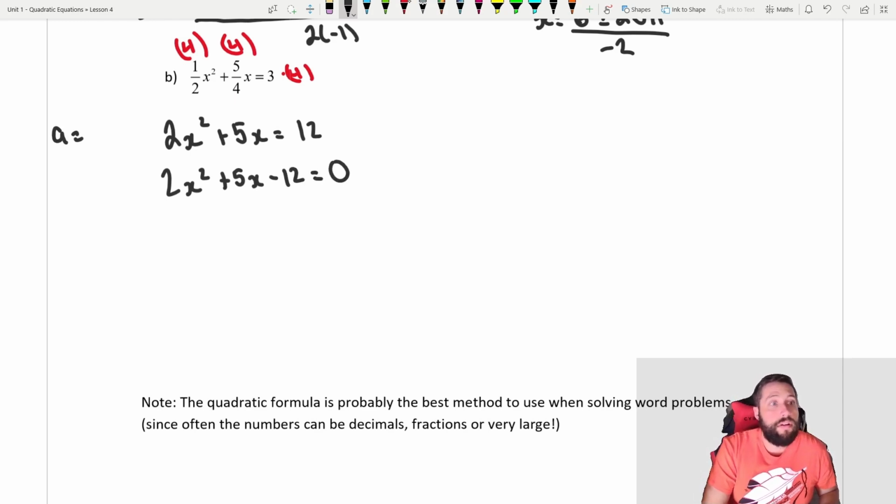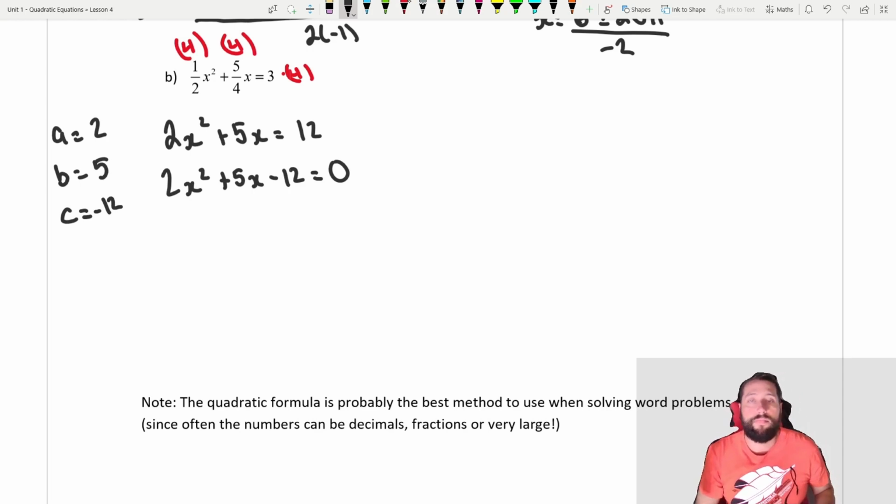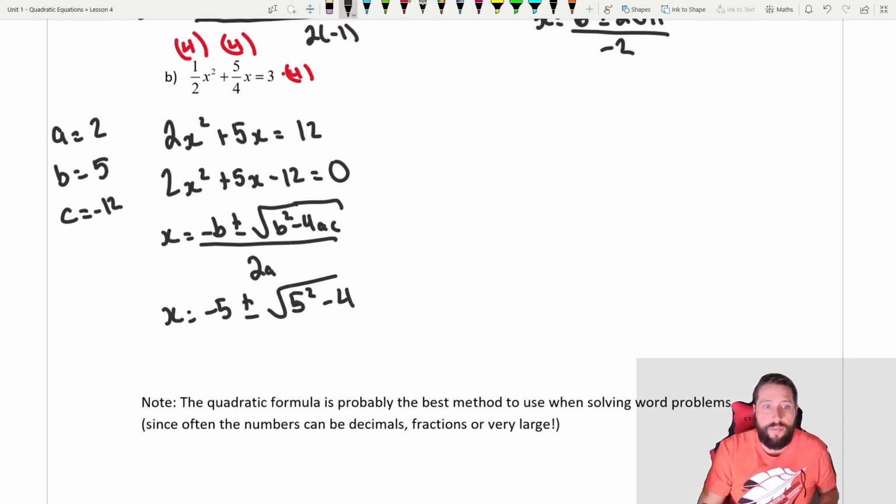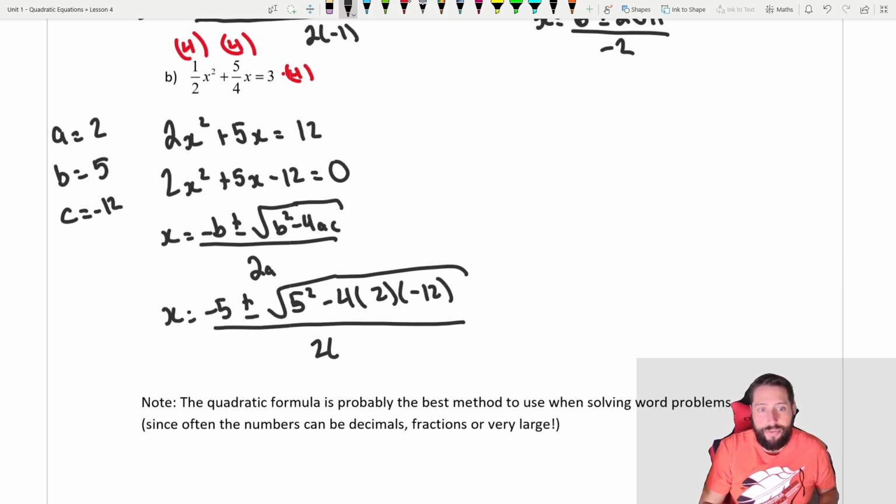Solving with the quadratic formula, a is 2, b is 5, and c is negative 12. Using the quadratic formula, it should be written out like this. Now we substitute in. We get x is equal to negative 5 plus or minus the root of 5 squared minus 4 times 2 times negative 12. Writing sideways here, all over 2 times 2.